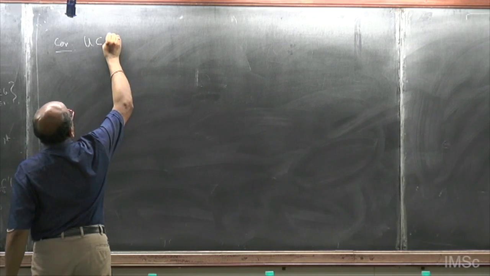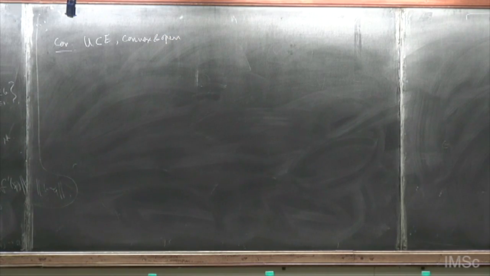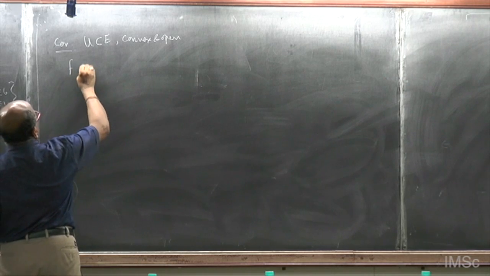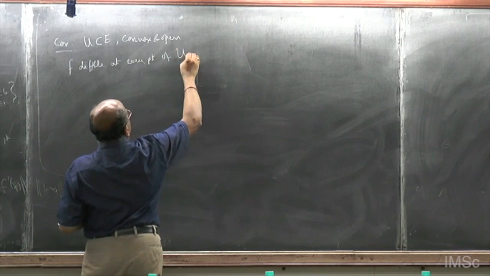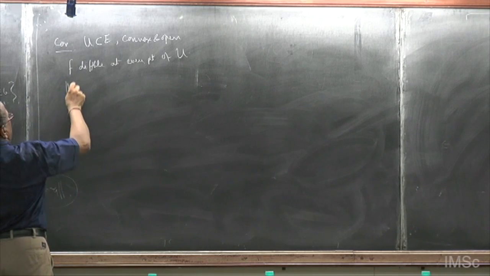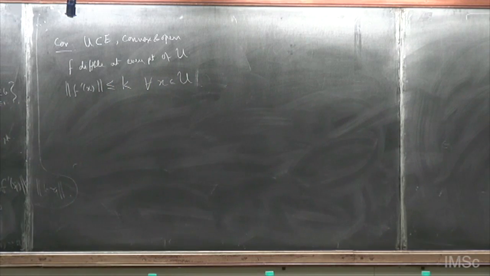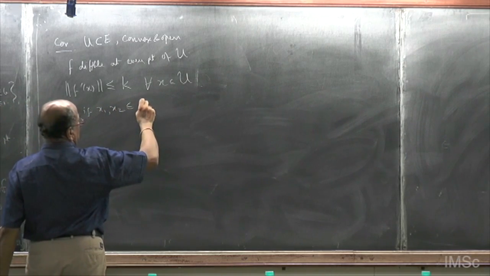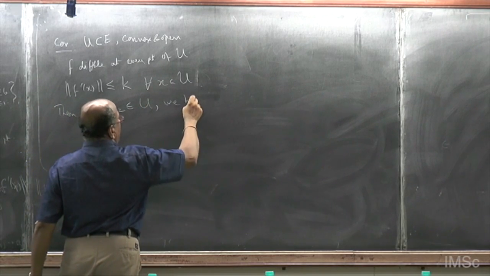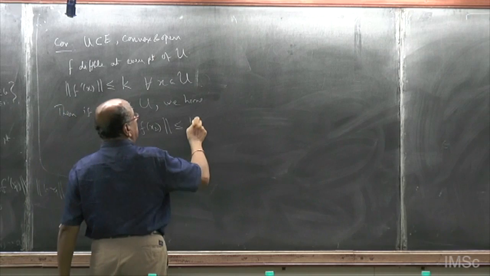Let U contained in E be convex and open, f differentiable at every point of U, and norm f'(x) less than or equal to k for all x in U. Then if x1 and x2 belong to U, we have the norm of f(x1) - f(x2) less than or equal to k times the norm of x1 - x2.